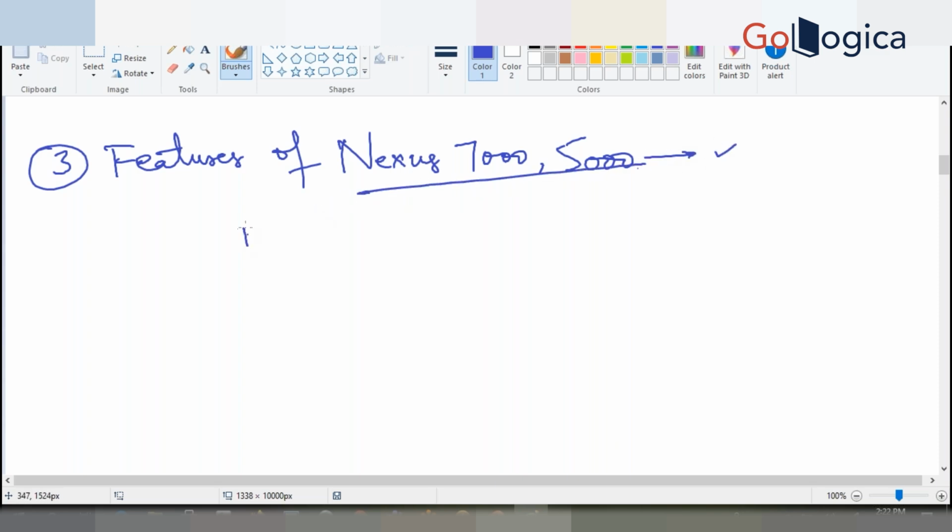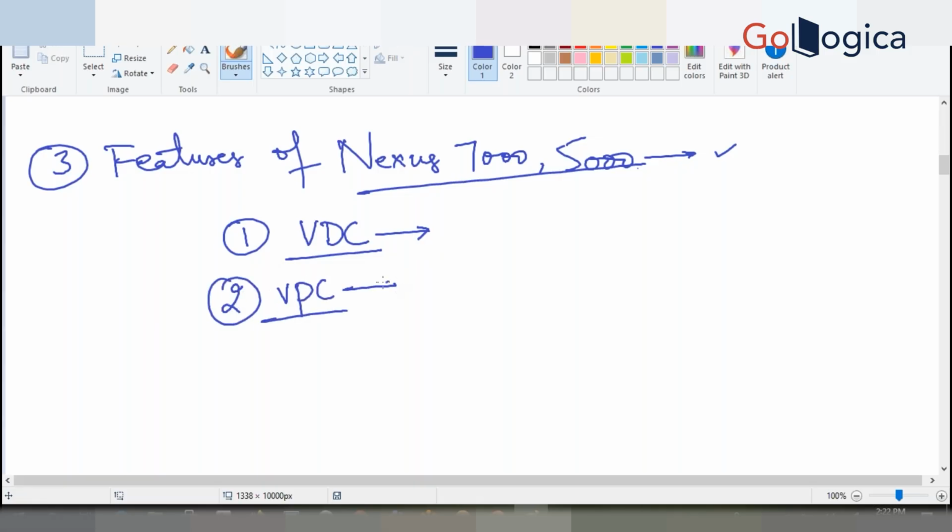Features. So features, first we are going to include VDC, virtual device context. We are going to see this. We are going to have a lab on this. Then we are going to discuss VPC, virtual port channel: what is the VPC keepalive link, what is the domain ID, what is the peer link, how CFS works, a lot of stuff with the VPC, and then there is a lab.